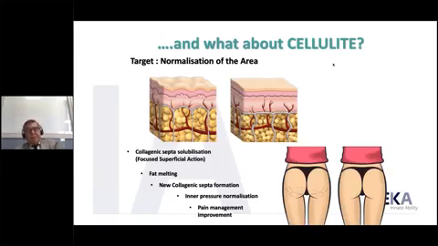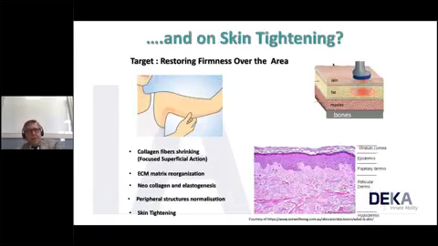But what about the skin? The skin is tighter. There is a firmness of the skin. Why? Collagen fibers shrinking, we can see. There is the extracellular matrix reorganized, neocollagen elastogenesis, and peripheral structure normalization. As a consequence, skin tightening.